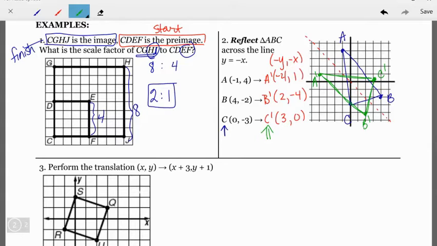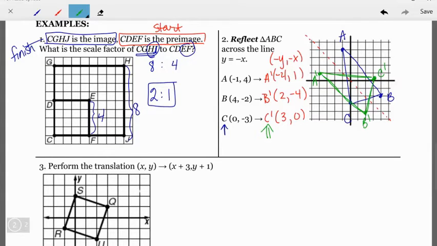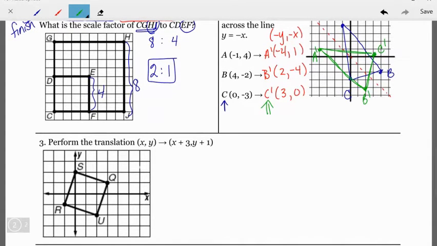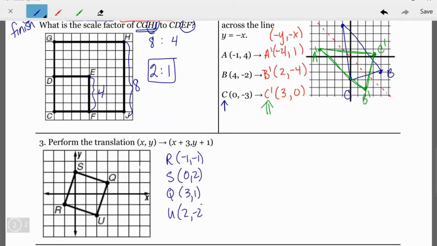Okay, number 3 is a translation problem. And so instead of describing the transformation or translation, they're just giving us a rule. So if we know each coordinate, we just apply the rule, which looks like add 3 to the x's and add 1 to the y's. So point R, coordinates are negative 1, negative 1. S is 0, 2. Q is at 3, 1. U is at 2, negative 2. So we just need to apply this rule.